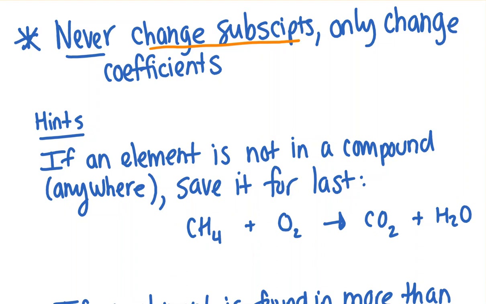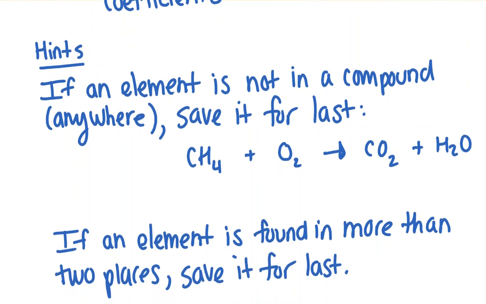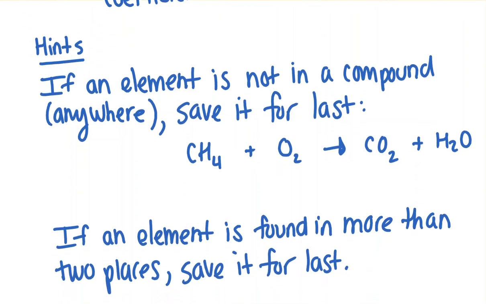Okay. And then as far as hints go, there are some things that you can do to make it go more smoothly. One thing is that if you see an element that is not in a compound, like oxygen right here in its elemental form, save it for last. The reason is that I can put any number I want right here, and it will not mess up one of the elements I have already balanced. Also, if an element is found in more than 2 places, like oxygen again, it makes it hard to balance, so save it for last.